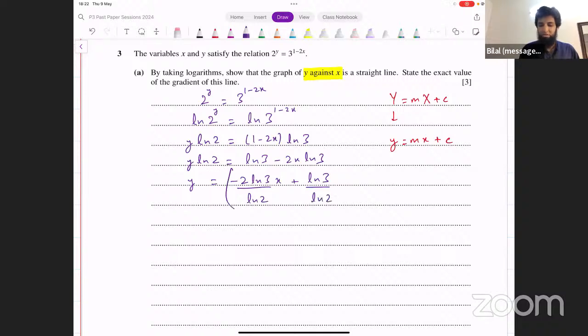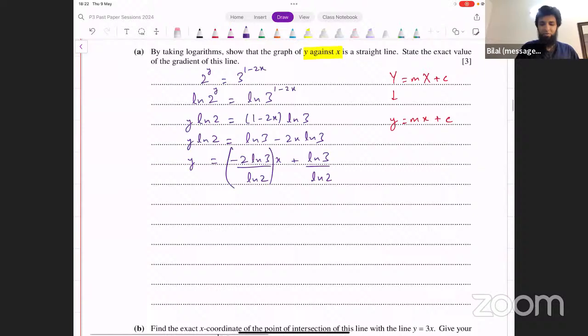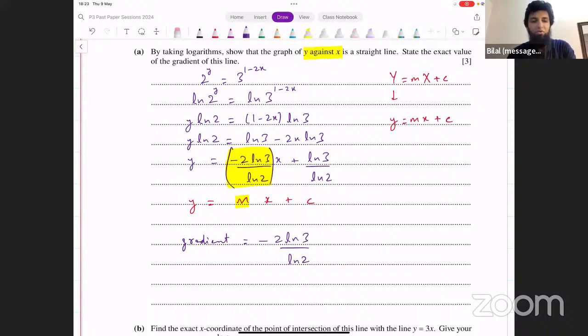And now you can see this whole thing, this is the gradient. If you compare it with that standard form, y equals mx plus c, the gradient is going to be this whole thing. That's what they were looking for. The exact value of the gradient is minus 2 ln 3 divided by ln 2. Now they wanted an exact value, so do not convert it to decimals, leave it as it is. All right, that's the first part.